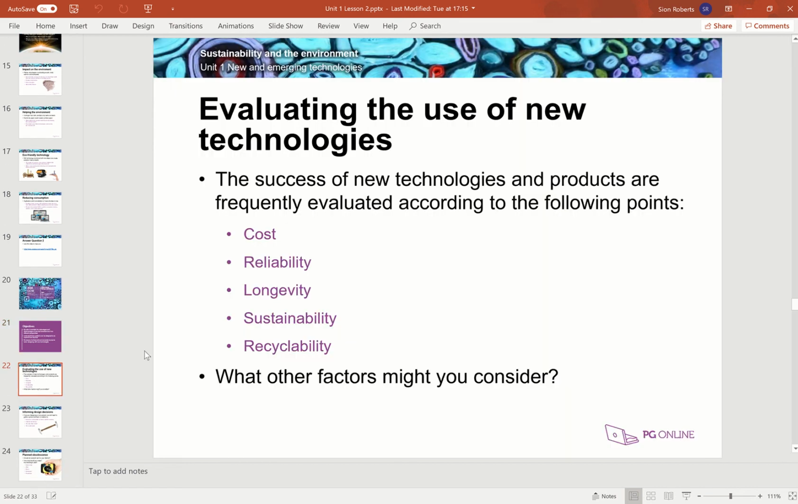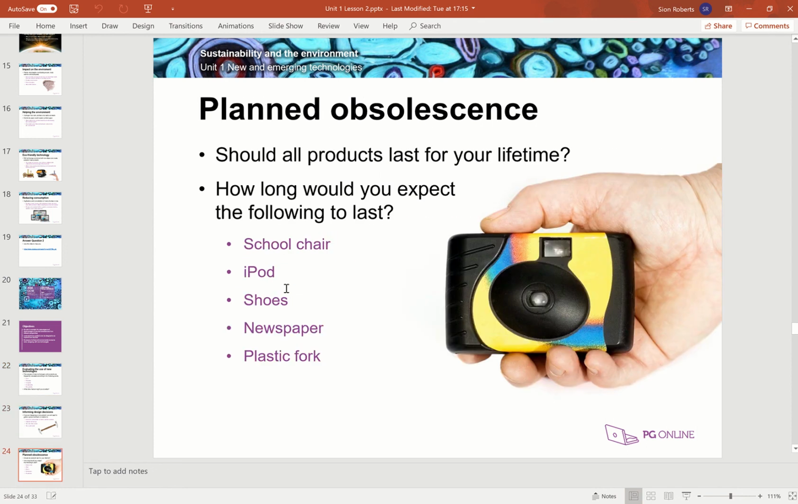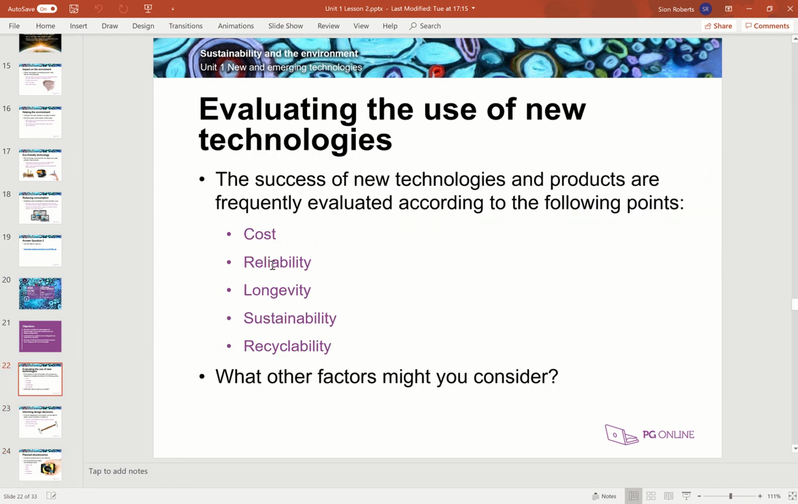So we evaluate the use of technologies when they come into the forefront amongst 5 different ways. So we've got cost, reliability, longevity, sustainability, and recyclability. Now these can be split up as well. So recyclability you can split up into the 6 R's. Sustainability, you can be thinking about things like a life cycle assessment, and same for the other 3 here as well.